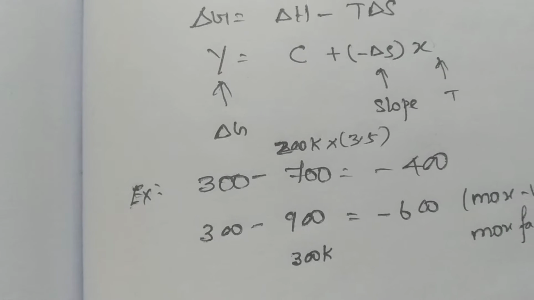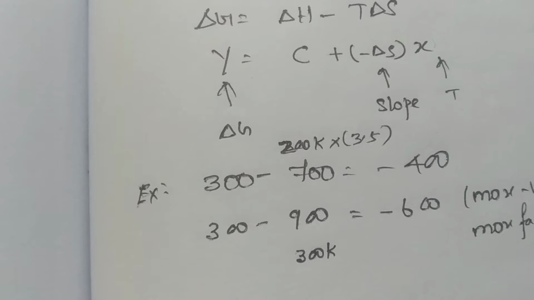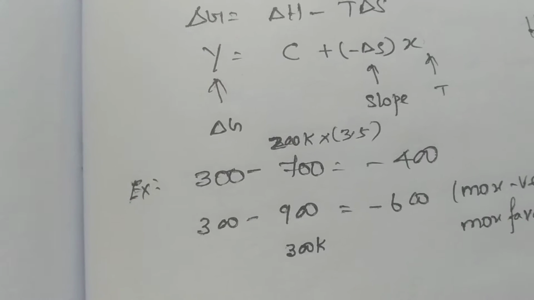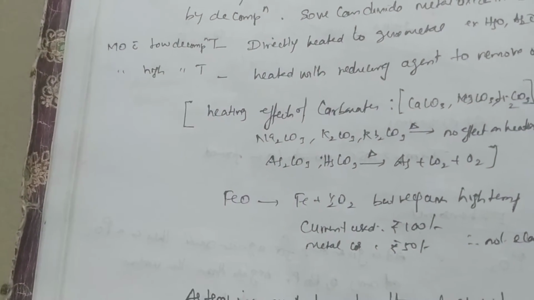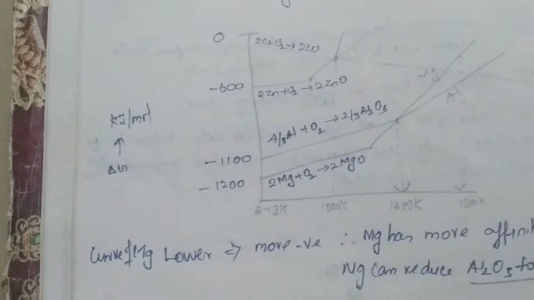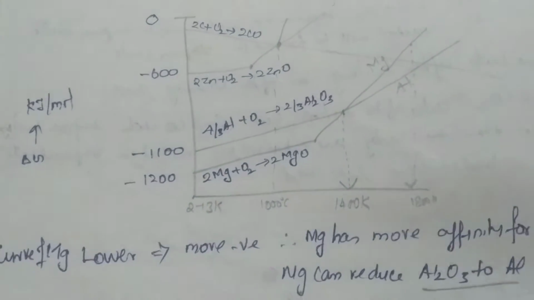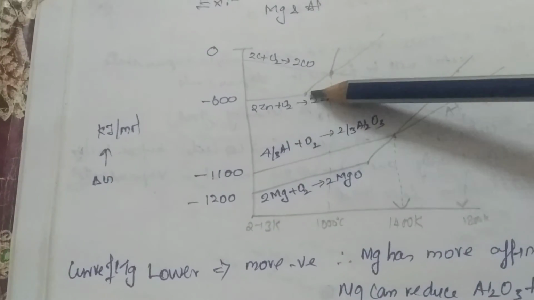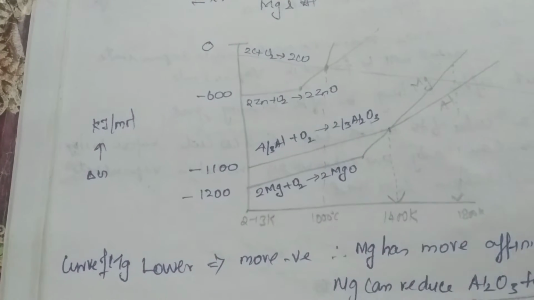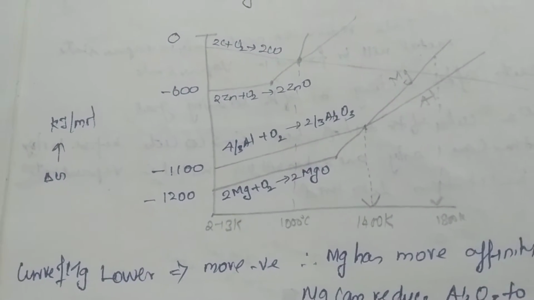Now, if you take the oxide formation of various elements and plot them as a function of temperature, let us see what is happening. For simplicity, we'll take only four elements at this time: zinc, aluminum, magnesium, and of course carbon. Now carbon is a very special case and we'll discuss it a little bit later.